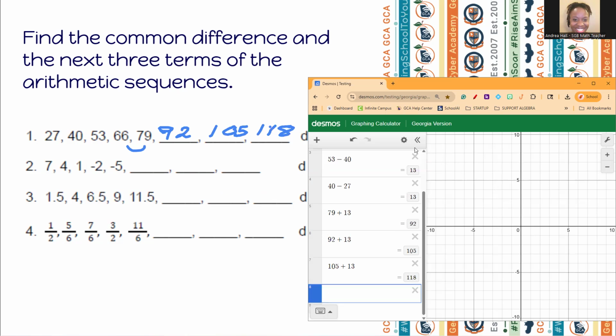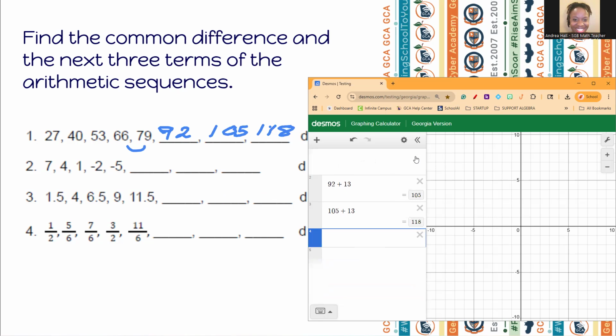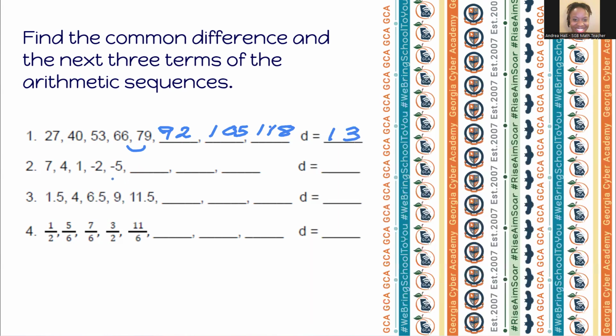Okay, let's do the next set. So we have -5. We're going to start from the back. -5 minus -2. It's going to be two minuses here. Then it's going to be -2 minus 1. Then 1 minus 4. And then 4 minus 7. All right, 4, not 5, that's a slip of the tongue. 4 minus 7. So again, I'm going through and subtracting all of these, making sure it's a common difference. And I get -3.